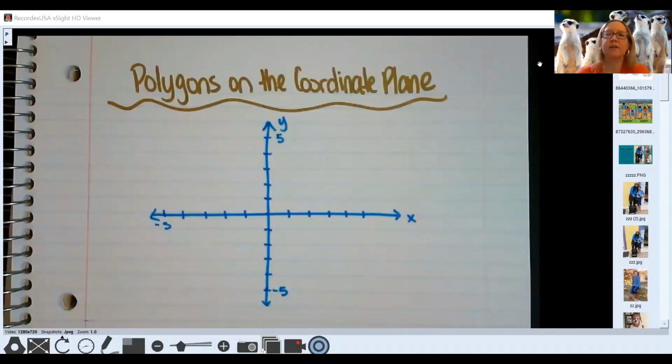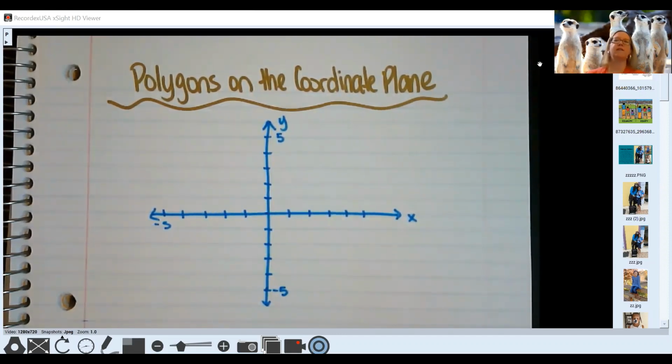Okay, another quick standard I want to look at is polygons on the coordinate plane. We know a polygon is any shape, a closed figure that is only made of straight lines. It can't have any curves. So a circle is not a polygon, but a triangle, a quadrilateral, including squares, rectangles, trapezoids, pentagons, hexagons, all those would be examples of polygons.